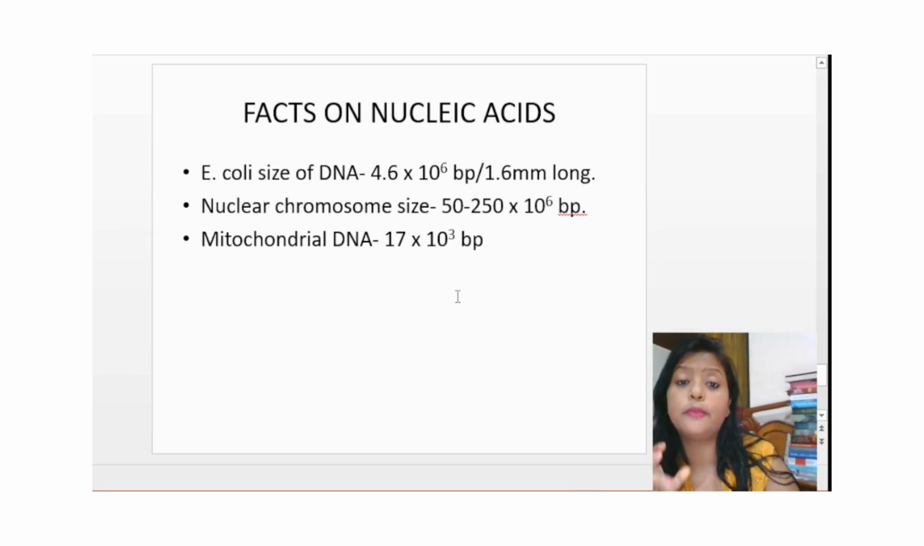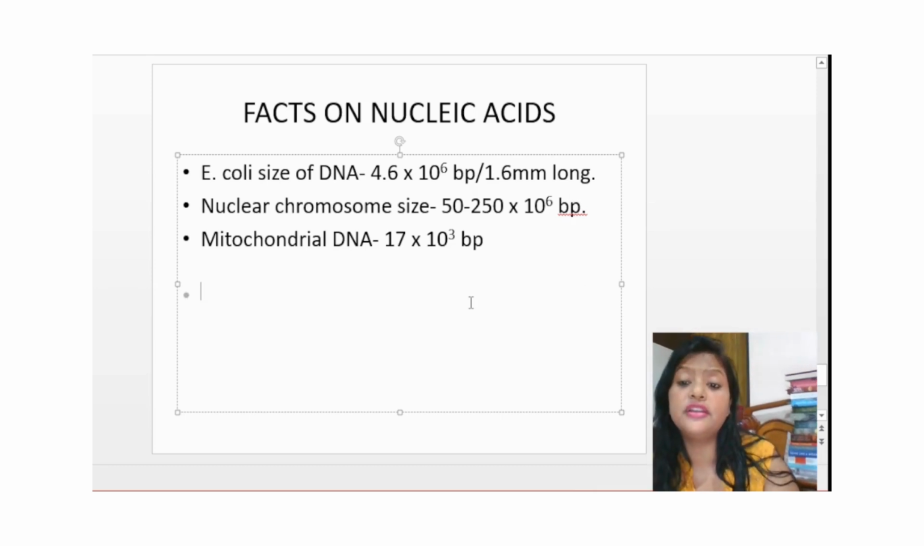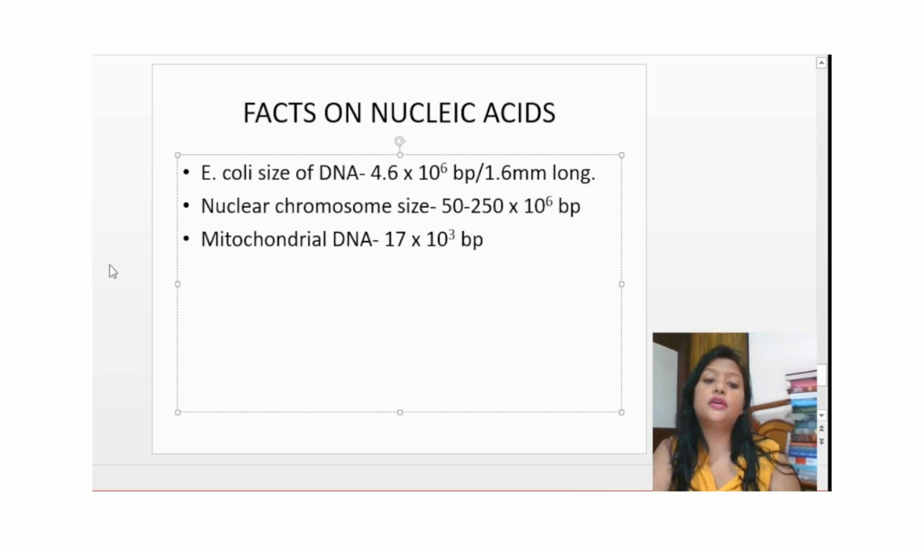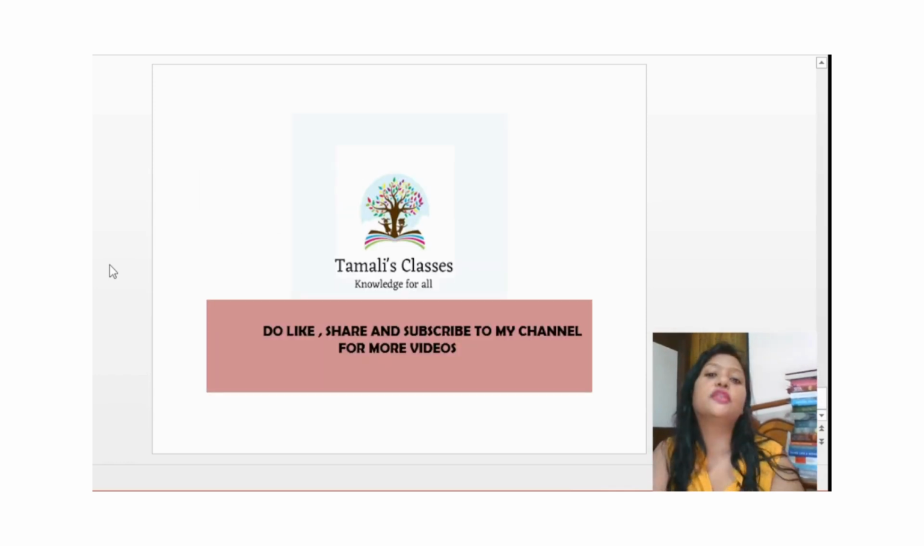E. coli is a bacterium. In E. coli, the size of DNA is 4.6 into 10 to the power 6 base pairs. In the nucleus, the nuclear chromosome size ranges from 50 to 250 into 10 to the power 6 base pairs. And in mitochondrial DNA, it is 17 into 10 to the power 3 base pairs. So this is all about the size of nuclear chromosomes, mitochondrial DNA, and E. coli. I will end the video here.